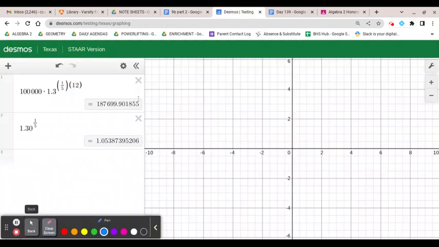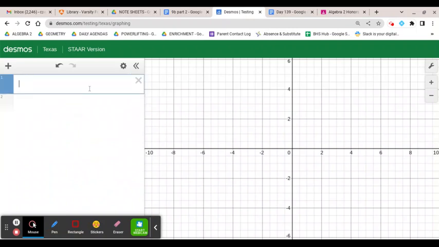All right. Come over here, 30,000 times 0.77 to the 1/2 power. Let's put parentheses around that. And to the 5th power. So we're going to be left with $15,608.03.